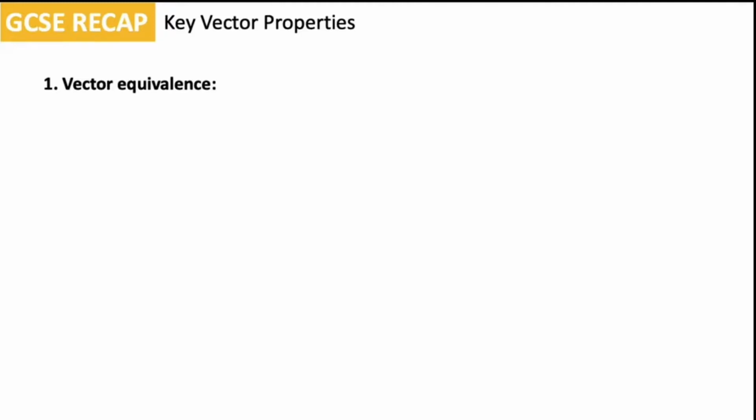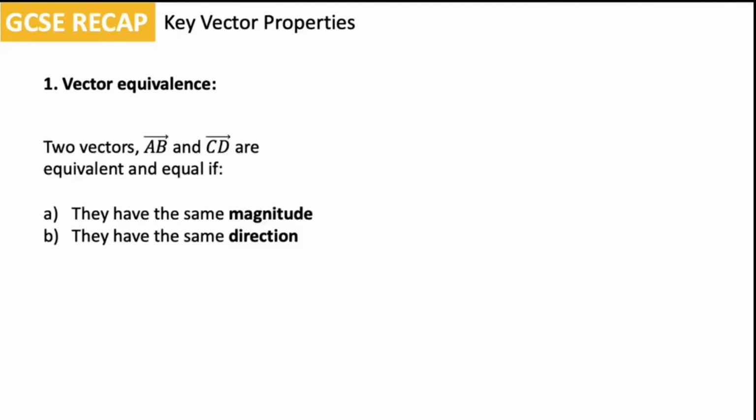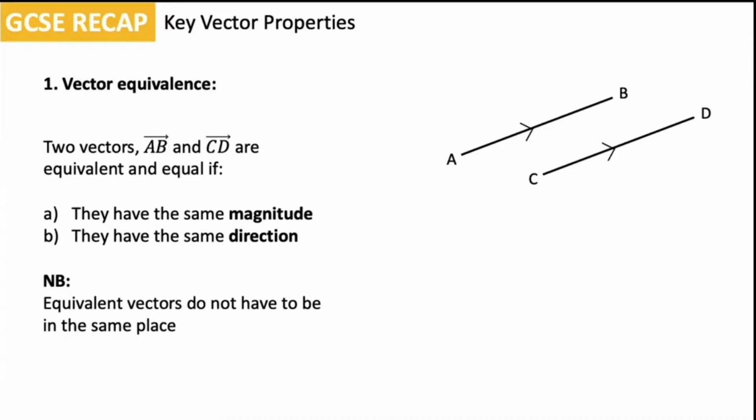Okay, so let's talk about vector equivalence. We would say two vectors are the same if they have the same magnitude and they have the same direction. So they don't need to be drawn in the same place on a diagram. They don't need to have the same endpoints. But if they have the same magnitude and they have the same direction, we would say these vectors are equal or equivalent. Now, another key feature is that these are also going to be parallel, which, when we look at things from a geometry perspective, can be quite important.